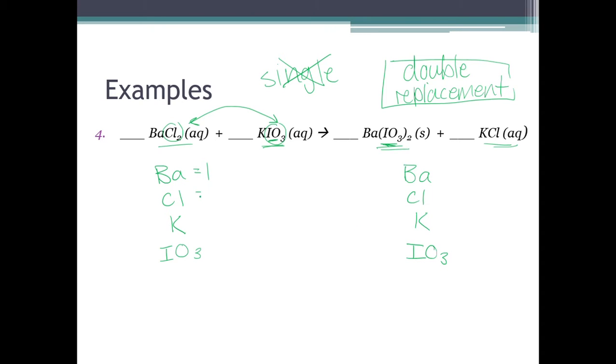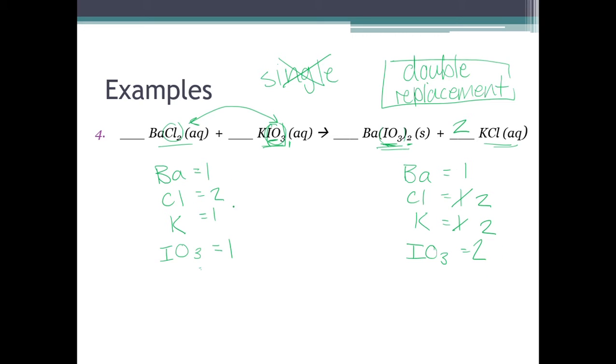On the left, we've got 1, 2, 1, and 1. Please don't put 3. Remember, the 3 is part of the iodate formula, and of this IO3, there's only 1. And over here, we've got 1, and 1, and 1, and now there are 2 because it's in parentheses with another coefficient outside. All right, so barium, 1 and 1, that's good. Chlorine, we have 2 on the left and 1 on the right. That's not ideal, but if we put a 2 right there, that'll bring us up to 2 chlorines and also give us 2 potassiums.